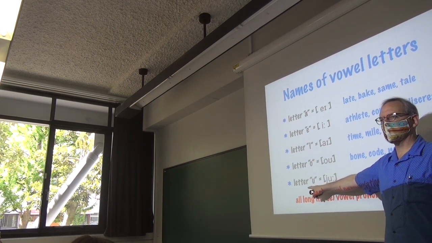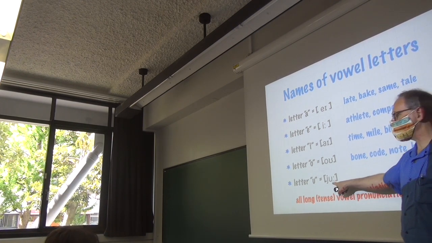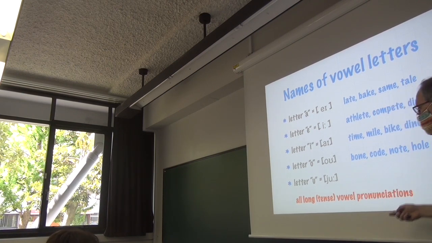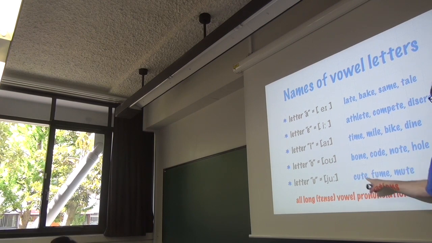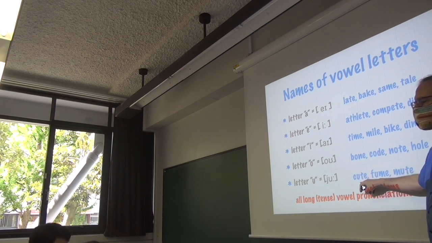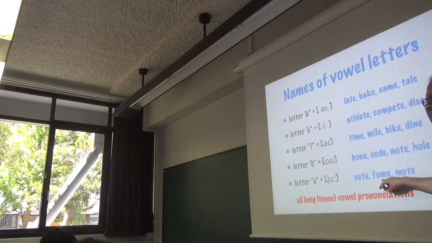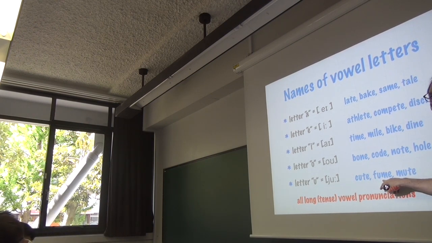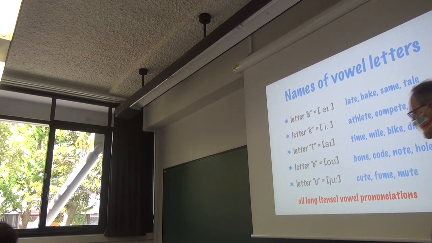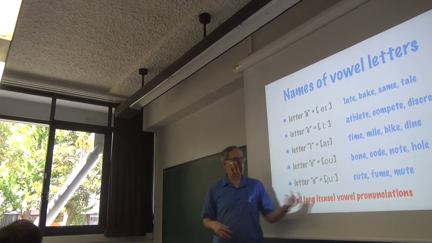And then the letter U is a bit different because it includes the glide. It's not oo, but yoo. The Y is part of the name. And when you see it in words ending in E, it's pronounced with the glide. This is not coot, but cute. With a Y, cute. This is not fume, but fume. Mute.